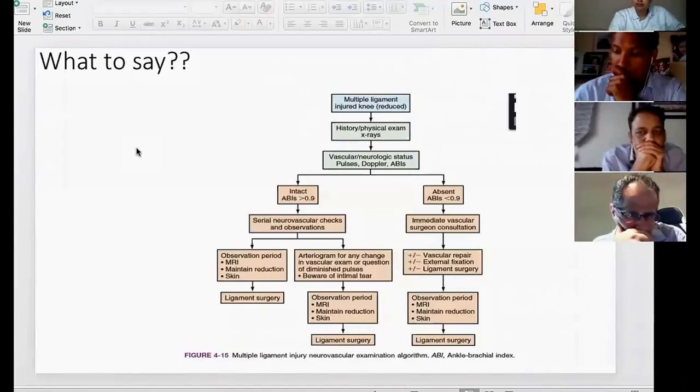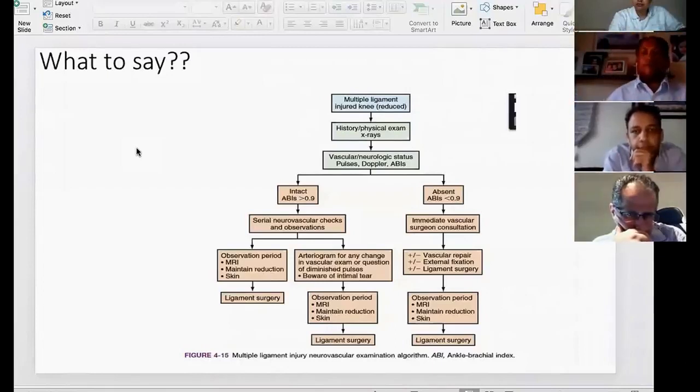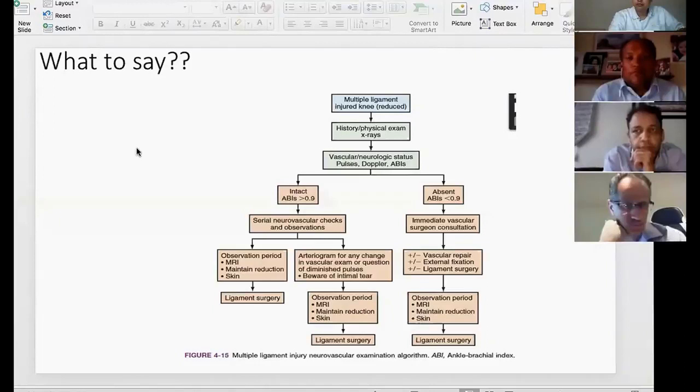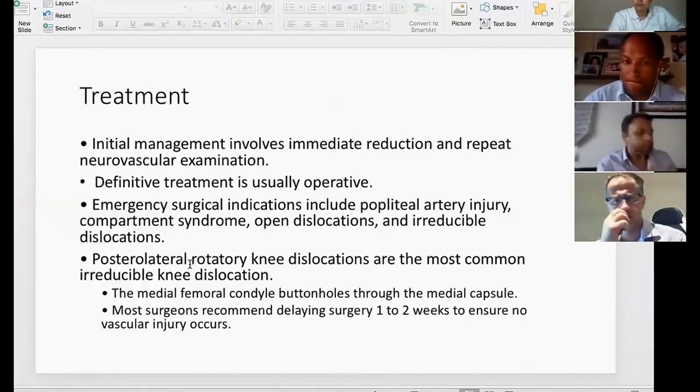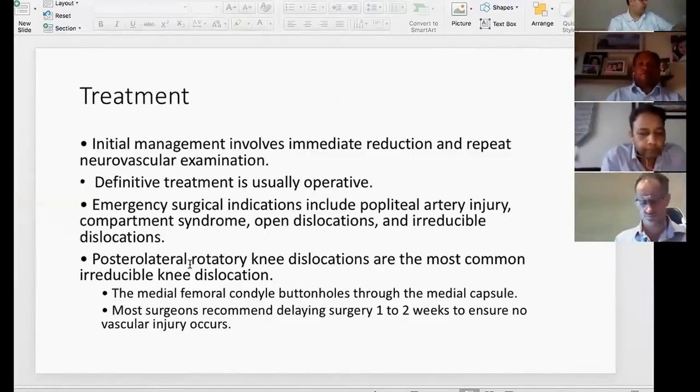Okay, all the rest is if you move forward from this point, you are coming to the treatment part, and if you come to the treatment part, then you are on safe ground. For its treatment, initial management, this dislocation is not different than any other dislocation we have discussed. Initial management involves immediate reduction and repetition of the documented neurovascular examination. Definitive treatment is always operative.